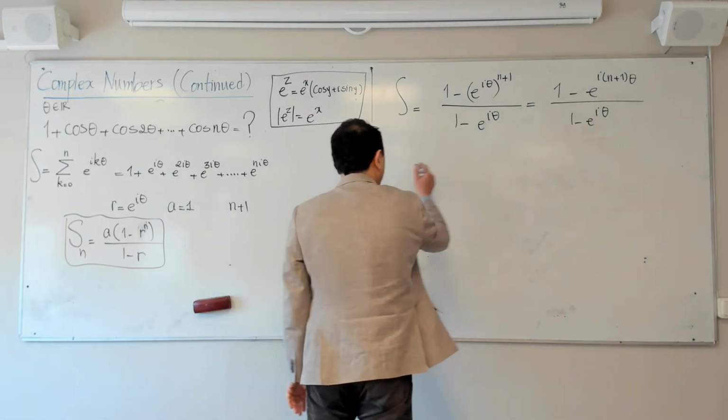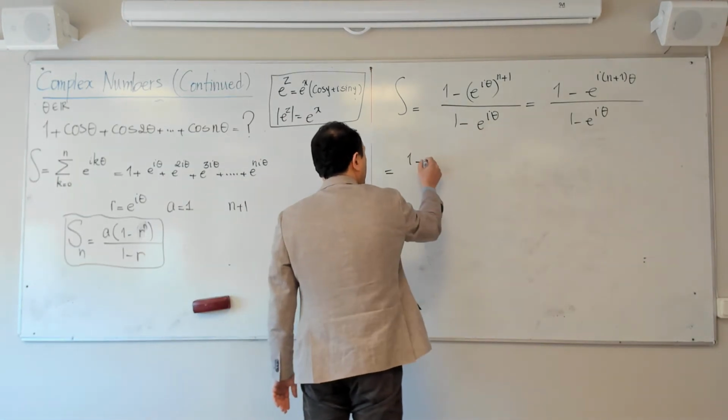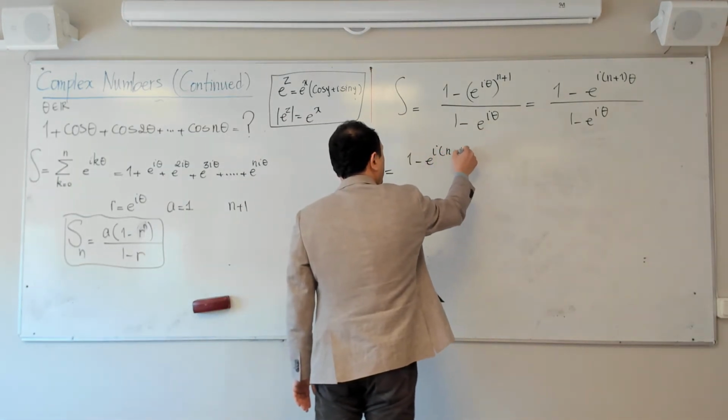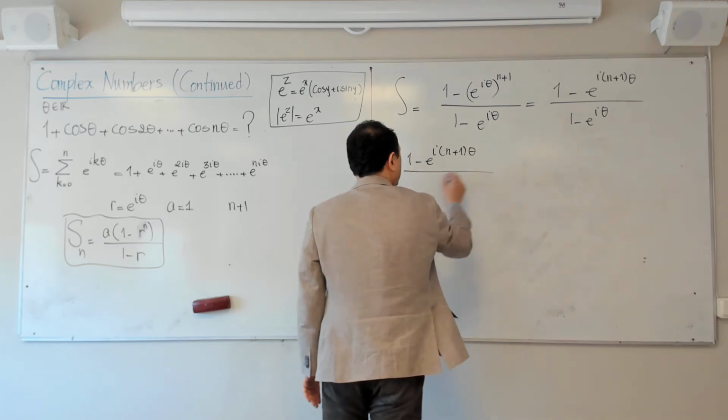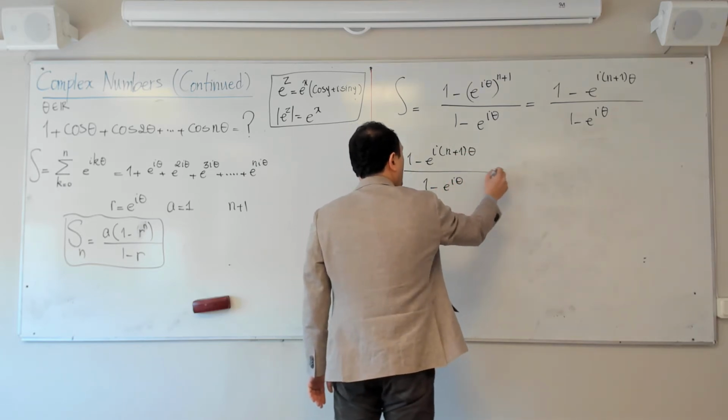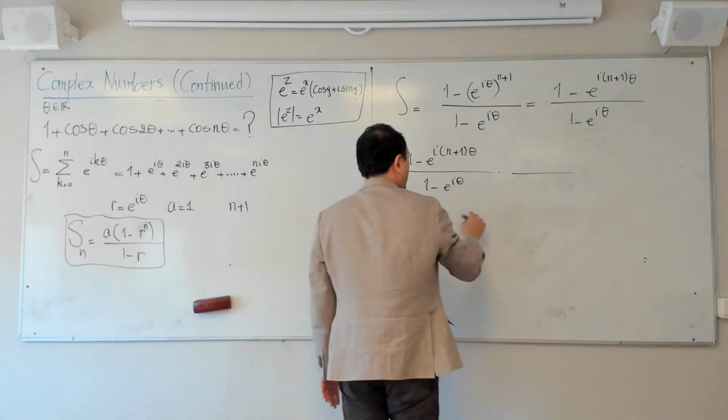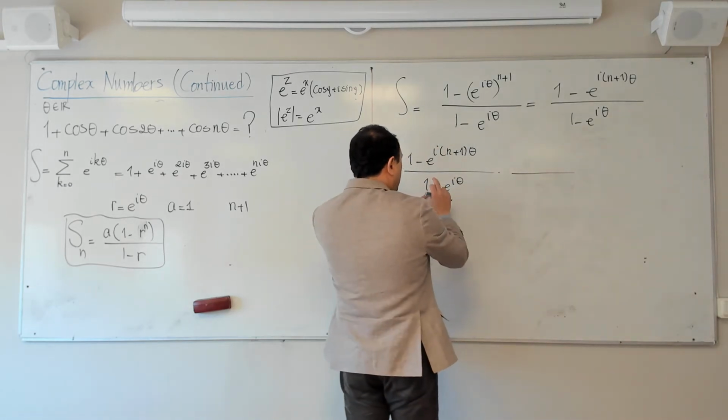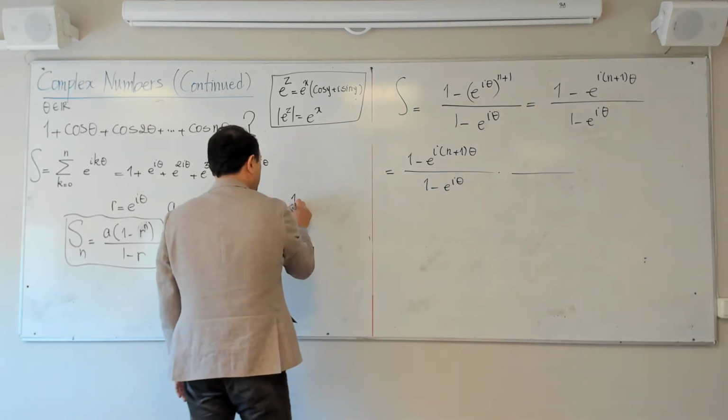Yes? So what I do, I would write 1 minus e to the power of i (n plus 1) theta, and then divided by the same expression. But I multiply, this is what I want you to ask. I want to multiply the conjugate of this one. Can you tell me what is the conjugate of this?